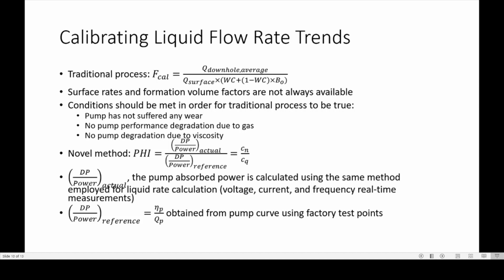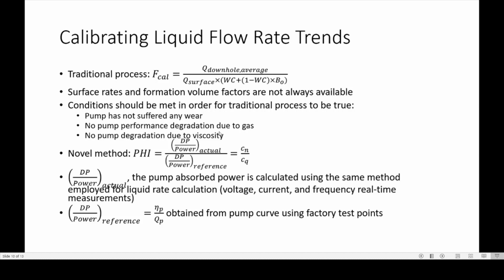So here's the traditional process where you have the flow rate calculation, which is your rate of your downhole average times your rate of your surface, and you use your water cut times your formation volume factor. Surface rates and formation volume factors aren't always available, so the conditions should be met for the traditional process to be true. So the pump has not suffered any wear, no pump performance degradation due to gas, and no pump degradation due to viscosity.